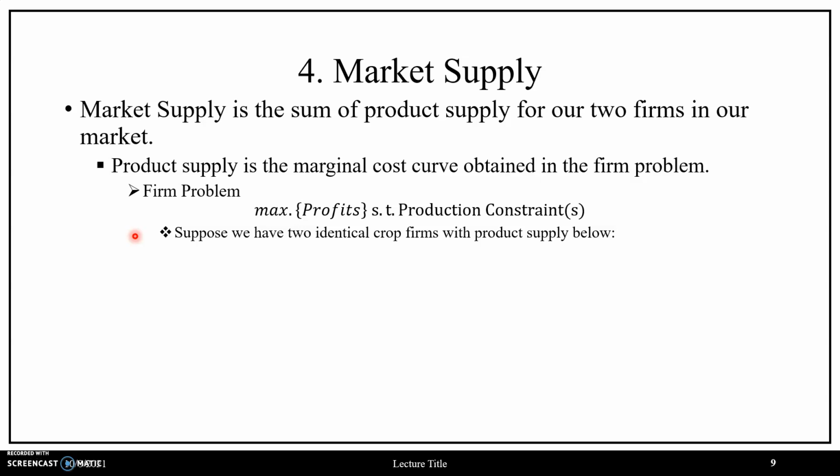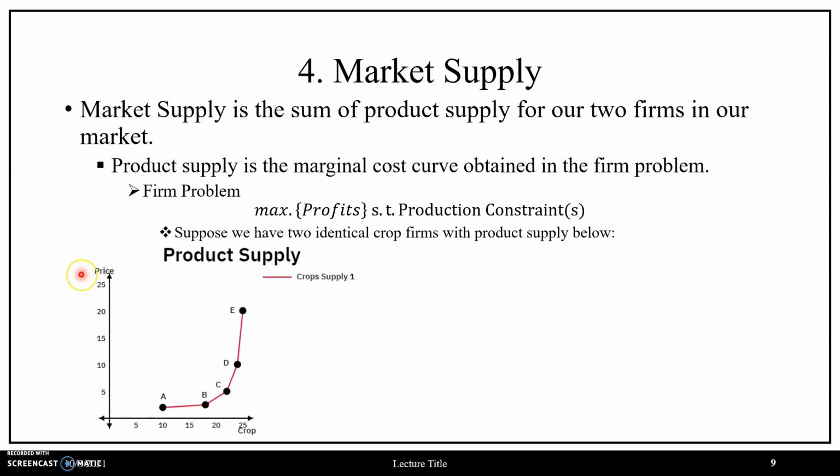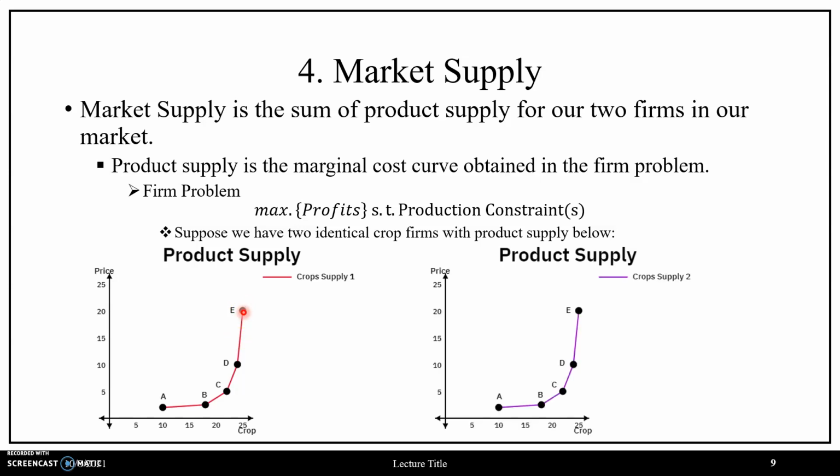It's not uncommon to think that production methods are going to be very similar, as well as the cost structures that these firms face. So then with this information below, with our two identical firms, they'll have two identical marginal cost curves, which translates to our product supply curves. So for firm 1, price on the vertical axis, crop quantity on the horizontal axis, we have our upward sloping marginal cost curve representing product supply, given our positive relationship between price and quantity. And similarly, we have our second product supply curve, which is the marginal cost curve for our second firm, and it is identical to crop supply 1.